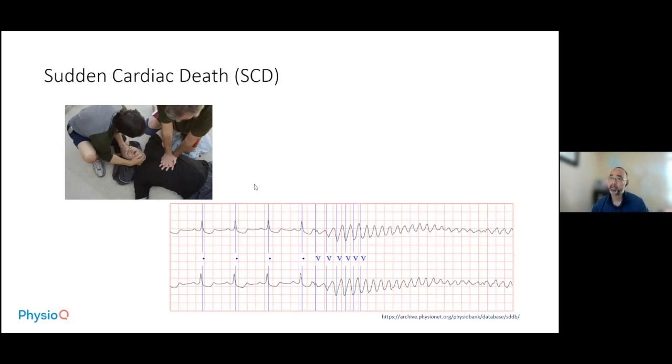Ventricular fibrillation, or sudden cardiac death, accounts for half the deaths of coronary heart disease in the United States, and often occurs outside of the hospital or in the emergency department within 1 hour of symptom onset. So you can see this is the normal sinus rhythm, and then this really fast rhythm, which impairs the ability of blood flow to the brain.